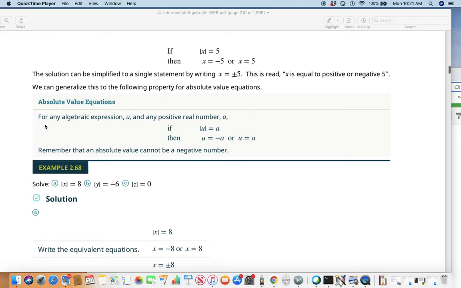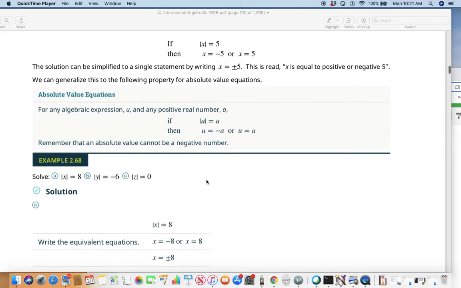Absolute value equations: for any algebraic expression u and any positive real number a, if the absolute value of u is a, then u is negative a or u is a. Remember, absolute value cannot be negative. For example, let's solve these.